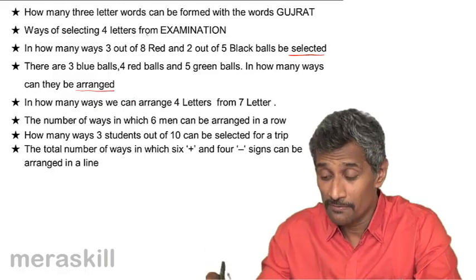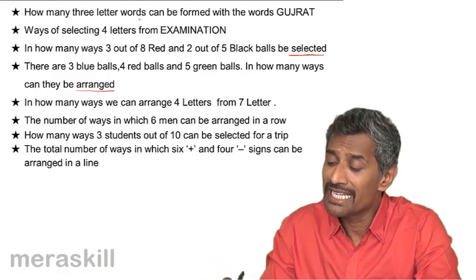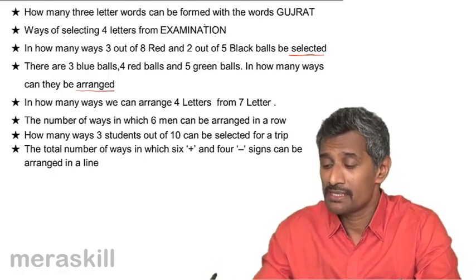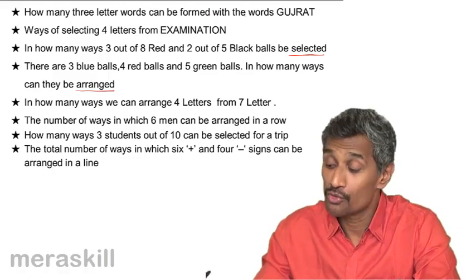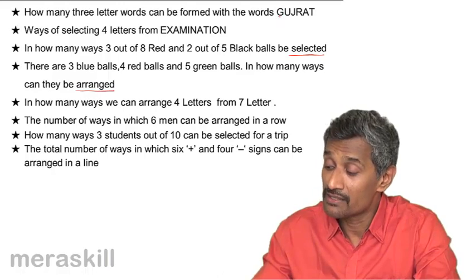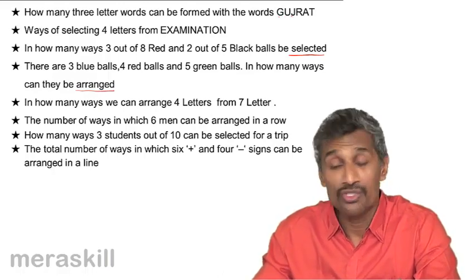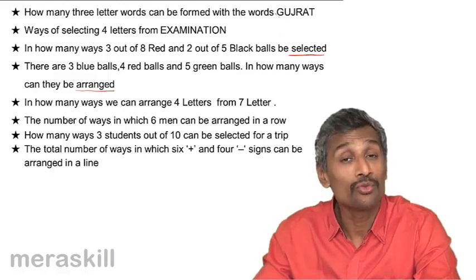So let's go back to the first one. I hope you have been able to crack it. How many 3-letter words can be formed with the word Gujarat? Now you have to understand, is this a mere selection or an arrangement? You have to decide what it is. Suppose you've selected 3 letters G, U and J and you need to make words. Now GUJ is different from JGU, which is different from JUG.